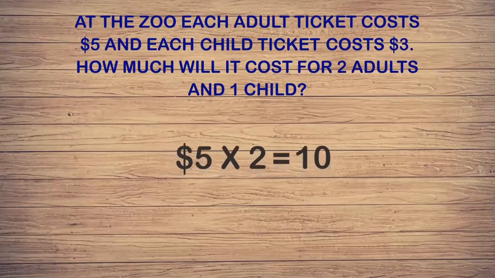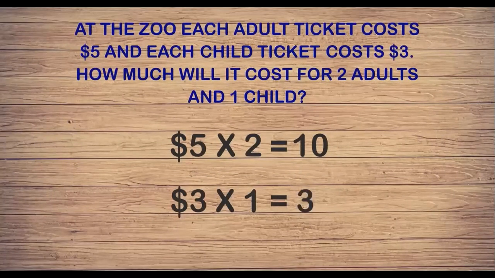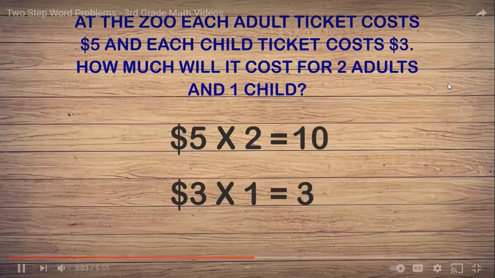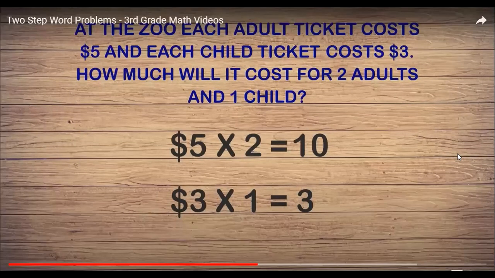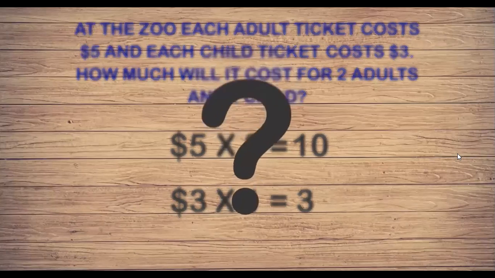Awesome! Now we want to find the cost of the child tickets. The child tickets cost $3 each, and there was only 1 child. 3 times 1 is what? 3. Good job! We found out the cost of the tickets for the adults and children. The next step is finding the last part, which asks us to find the total cost of the 2 adults and 1 child. What do you think we do next?